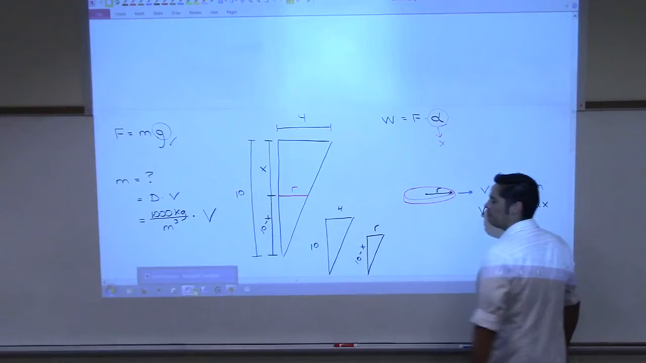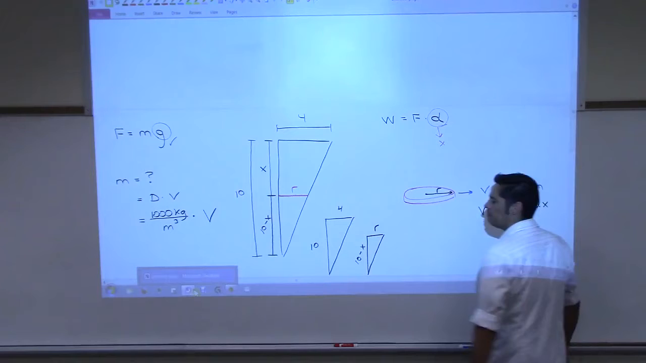Okay, so let's start orienting some things. The goal here is to find a formula that would tell me the amount of work it would require for me to move one arbitrary slice out of the container. If I can find a formula for one arbitrary slice, then what I can do is add up all those works together, and that would give me the work for the whole thing.